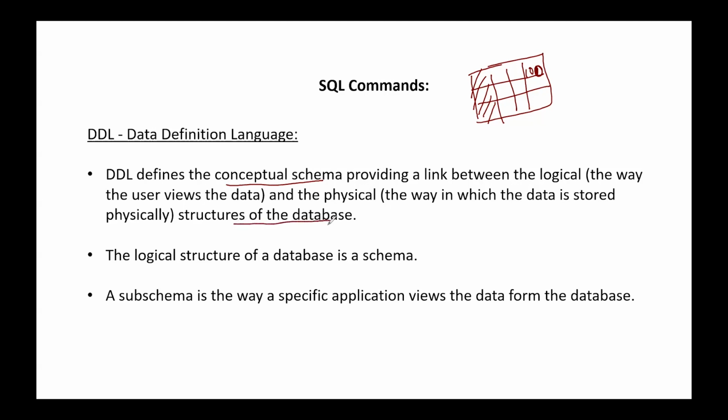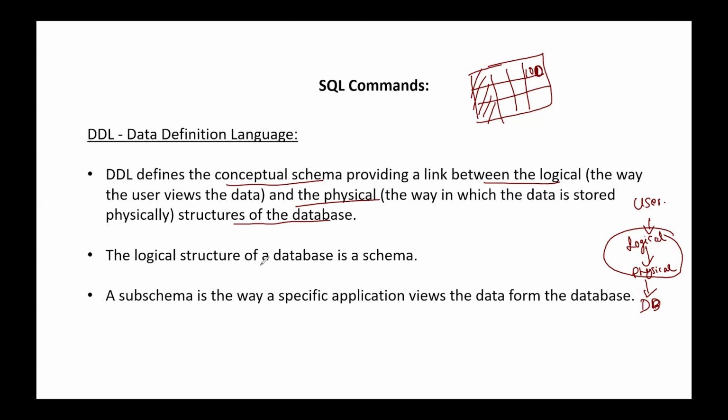Data definition language defines a conceptual schema providing a link between the logical and the physical structures of the database. So, logical and physical. If you remember, we had studied the 3 schema architecture, where we had a user here, the database here, a physical schema here, and a logical schema here. This 3-tier architecture we had studied, isn't it? So what does the data definition language do? It provides a link between the logical and the physical. It provides a link over here.